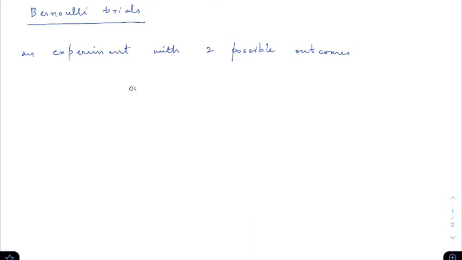Let's say we denote the outcome of the experiment by a random variable k, and corresponding to the success or the failure, k is either 1 or 0. Let's say the success happens with probability p and the failure happens with probability q, which is nothing but 1 minus p.